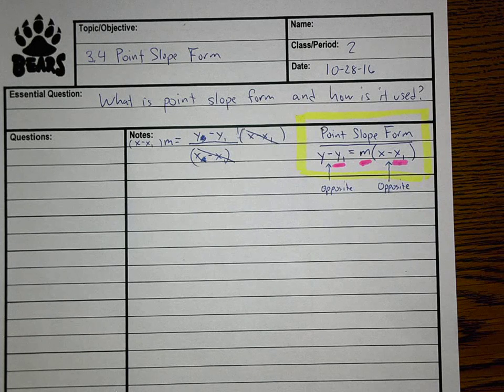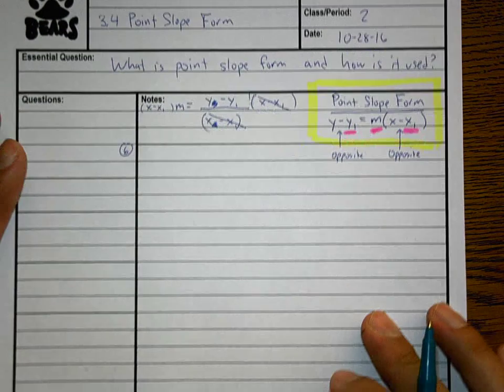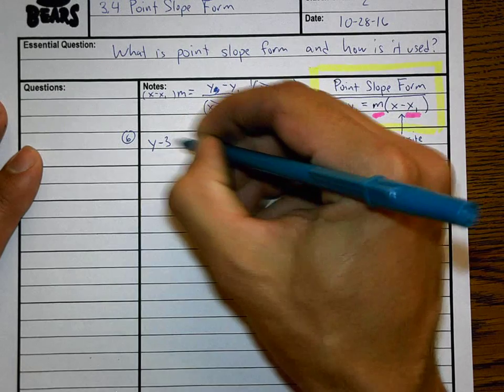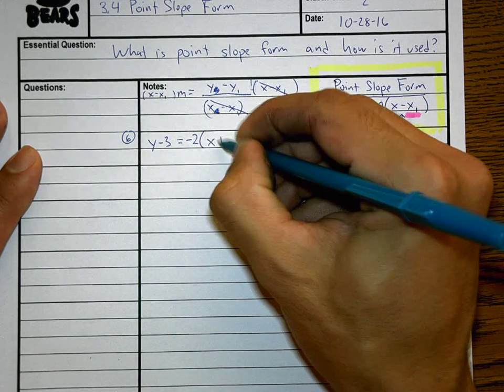Point slope form looks harder than slope intercept form, but if I can remember opposite, it's really easy to use. It's preferred in higher level mathematics. Let me give you an example. And this will be like number 6 on your worksheet. Number 6 says y minus 3 equals negative 2x plus 4.